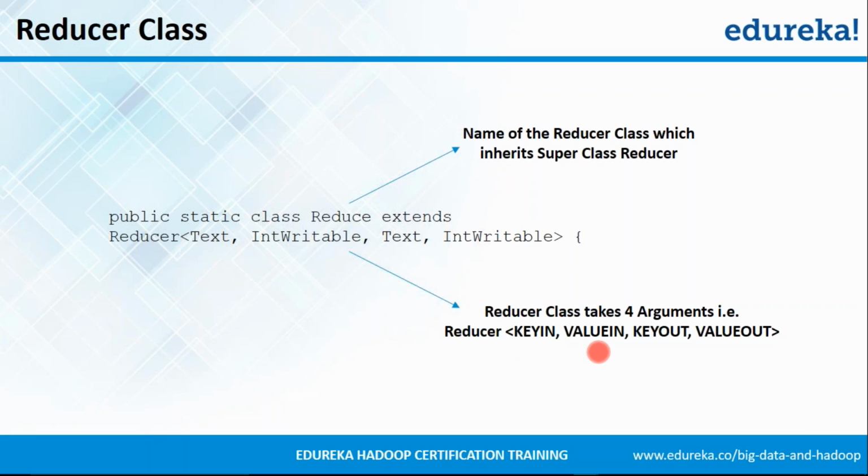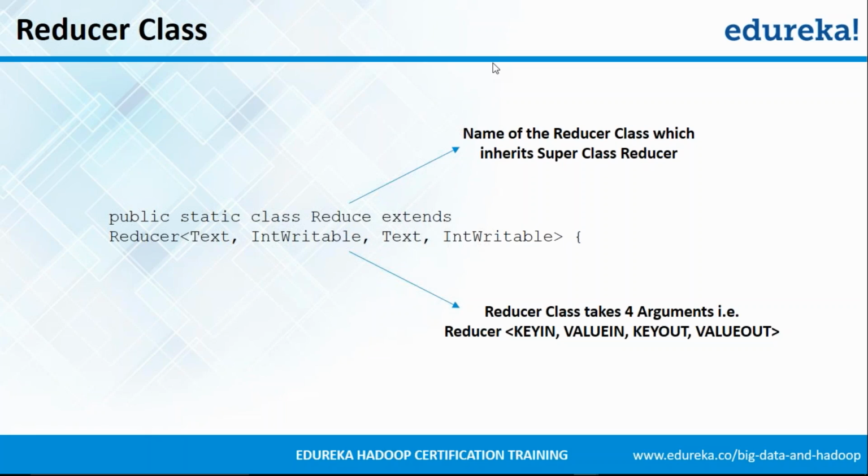Now this reducer class also takes 4 arguments as inputs, that is the input key, the input value, the output key, and the output value. Now we need to mention the types of these values. As you can see here, the input key for the reducer is set to Text, the input value is IntWritable, the output key is Text, and the output value is IntWritable. Now this is how we are declaring the reducer class. So guys, are you clear with this?